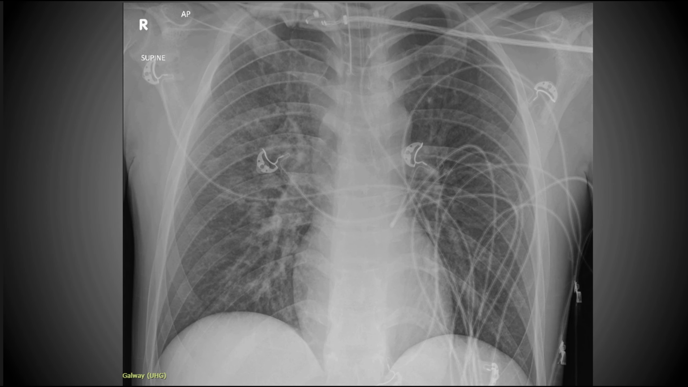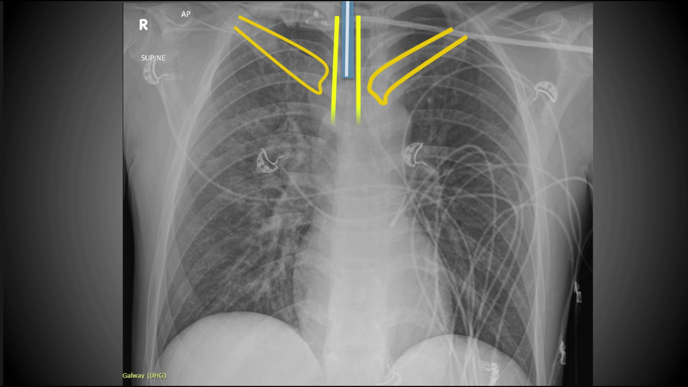Look carefully at this chest x-ray. Can you identify the position of the endotracheal tube? Well, here it is. Let's draw in the clavicles, the trachea, and the main bronchi. Well, what do you think? I think this tube is too high and it should be advanced downwards by 1 or 2 centimeters.